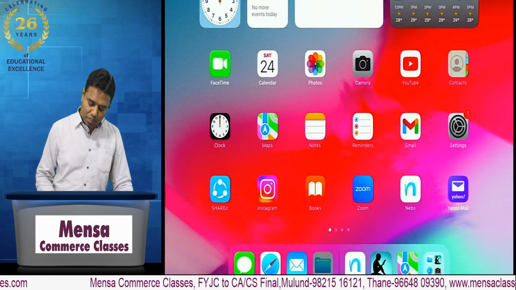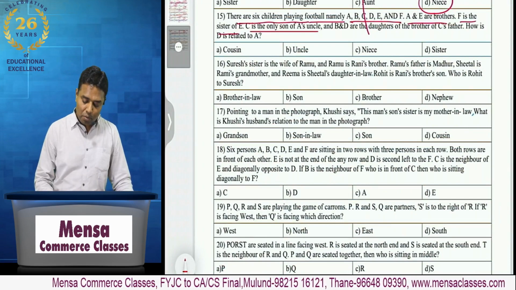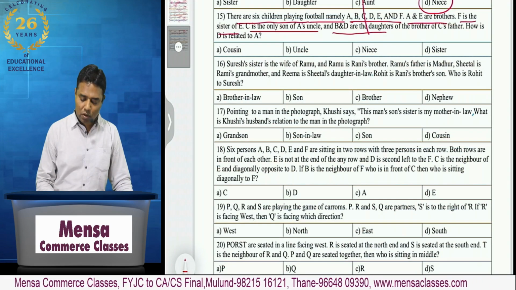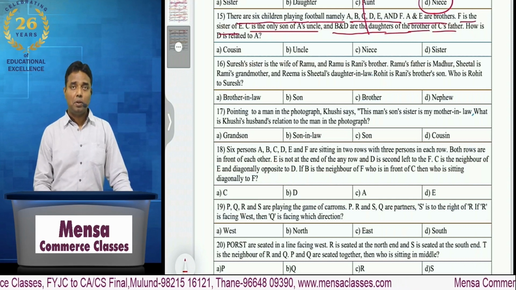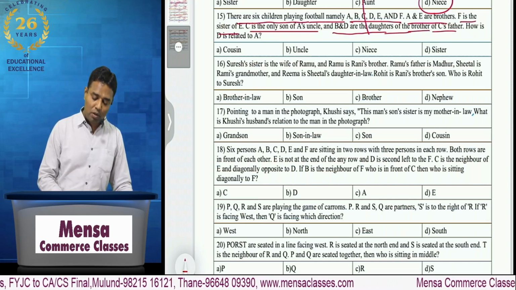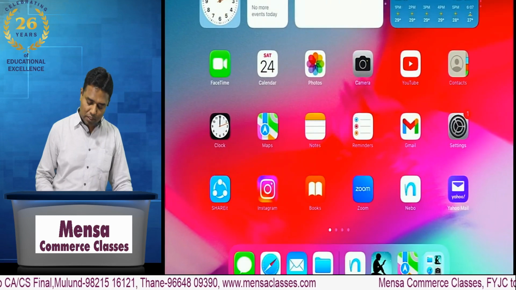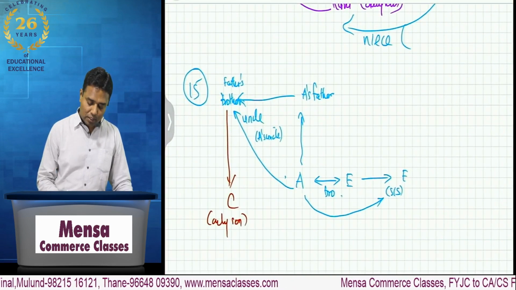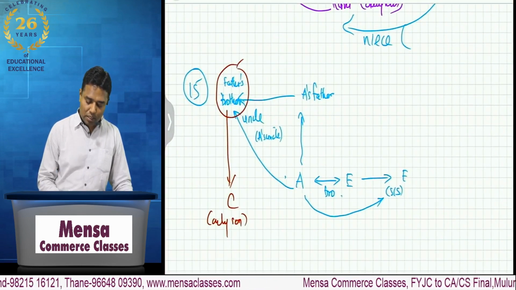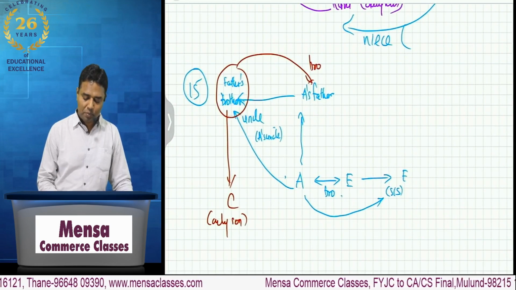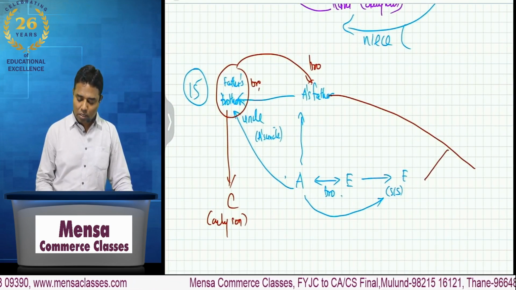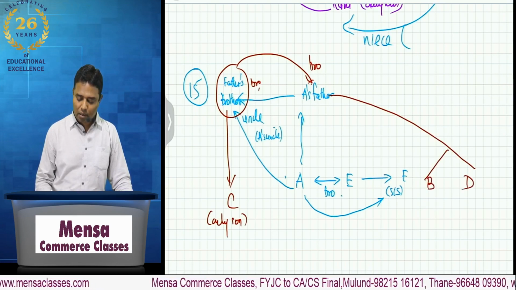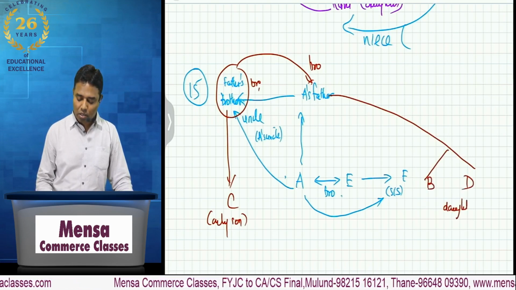What does it say further? B and D are daughters of the brother of C's father. Now this is C's father, his brother is here. They were the brothers, no? So brother is here. His daughters are B and D. So B and D are daughters of that person.